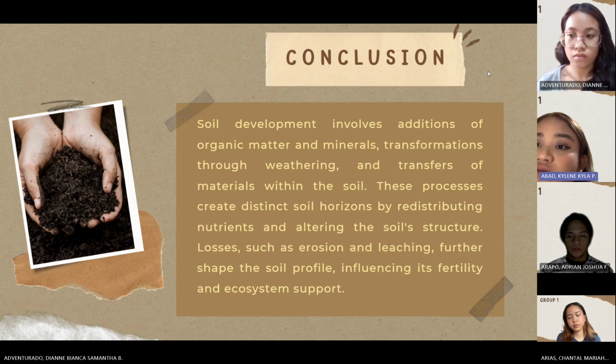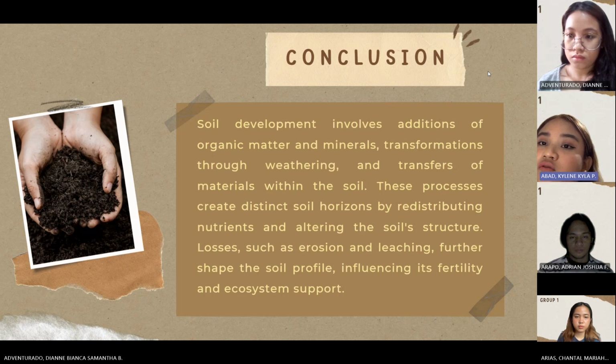So together, these processes are a very complex and ongoing cycle of soil development, where the interaction between additions, transformation, transfers, and losses determines the characteristics of the soil and its suitability for supporting the overall plant life and other ecosystems. So that's all. Next slide.